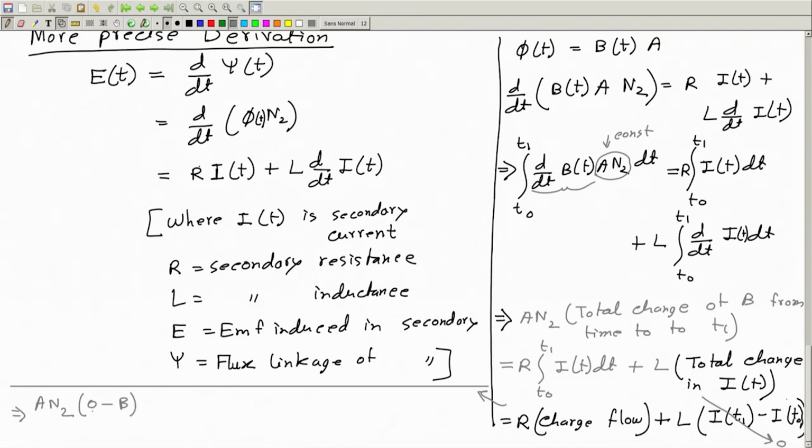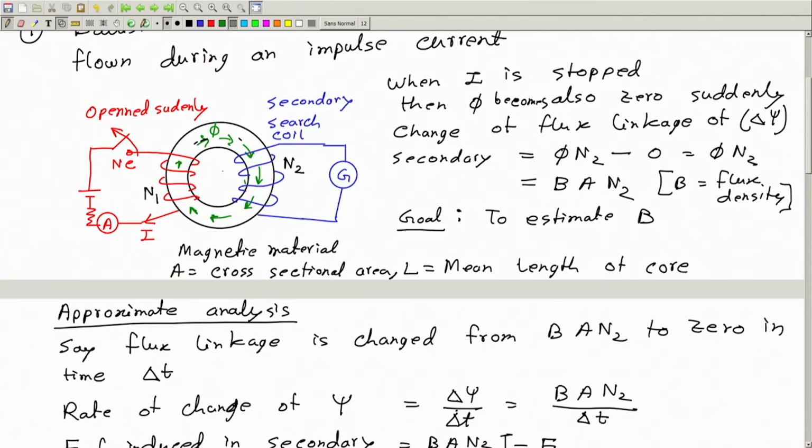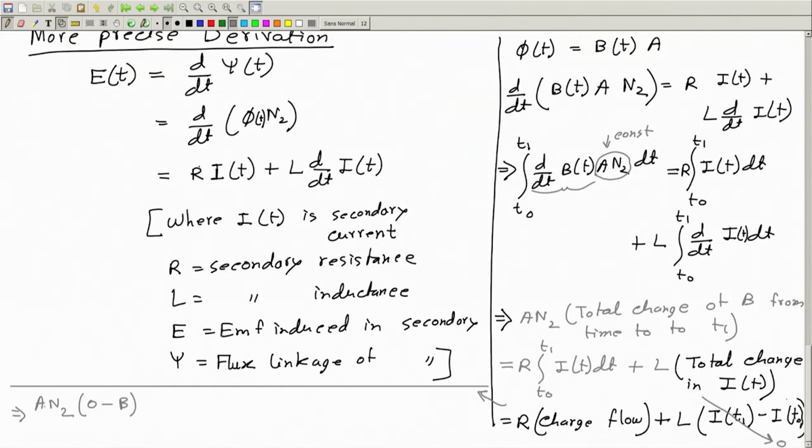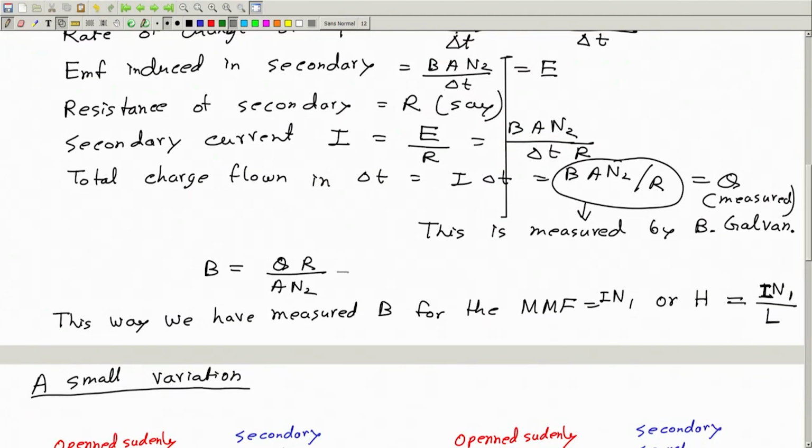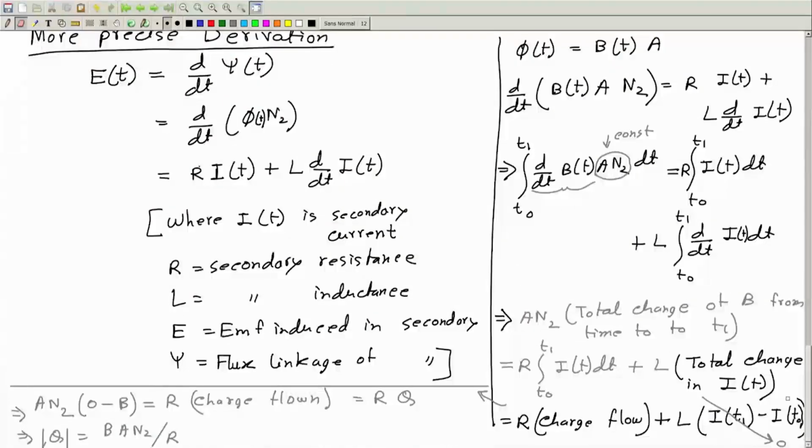Final B is 0 if I am using this circuit, so that the current is 0 finally, so the final flux density is 0. So the left hand side is this, and the right hand side is R times charge flown, equal to R, let's write it Q. So from this, the magnitude of Q is equal to B A N2 divided by R, and that's what we got here as well. So Q is B A N2 by R. So the approximate derivation gives the same result as this rigorous derivation.